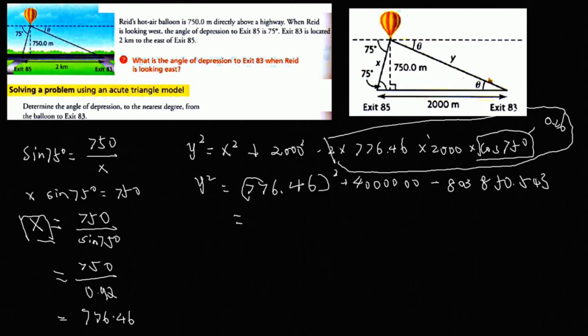Using the calculator, the whole right side equals 3,799,039.589. Taking the square root of both sides, Y equals 1949.11. We don't take the negative because the length of a side cannot be negative, right? So right now we know Y.